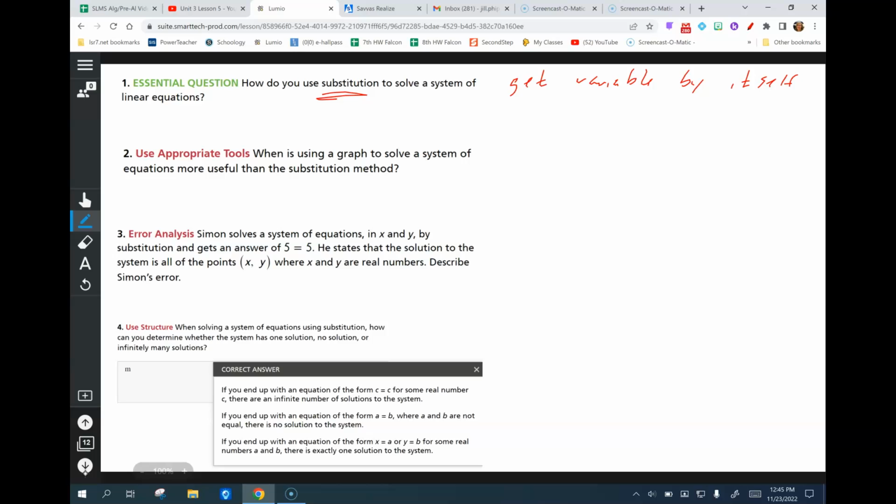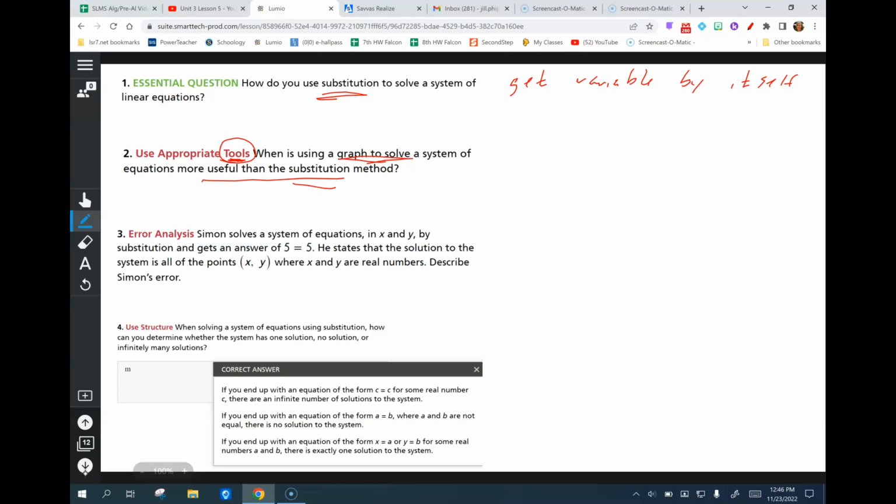Number 2, use appropriate tools. When using a graph to solve a system of equations, when is using a graph to solve a system of equations more useful than substitution? So this was the big clue, the tools. If I have a graphing calculator, or if I want to use Desmos, then it's more convenient to graph. Usually it's more convenient to use substitution or the next method we'll use that is called elimination. But if you have a graphing calculator, that'd be awesome and you could use that.